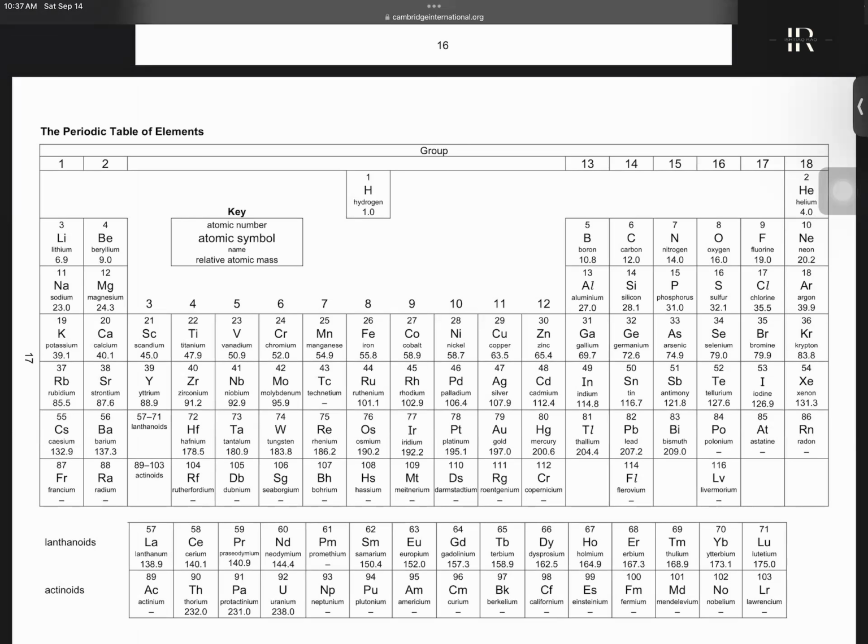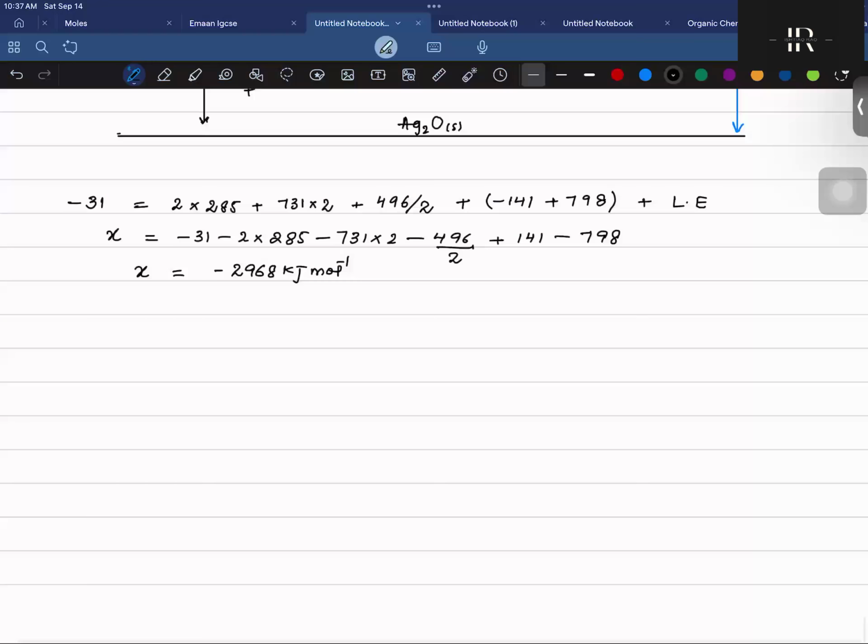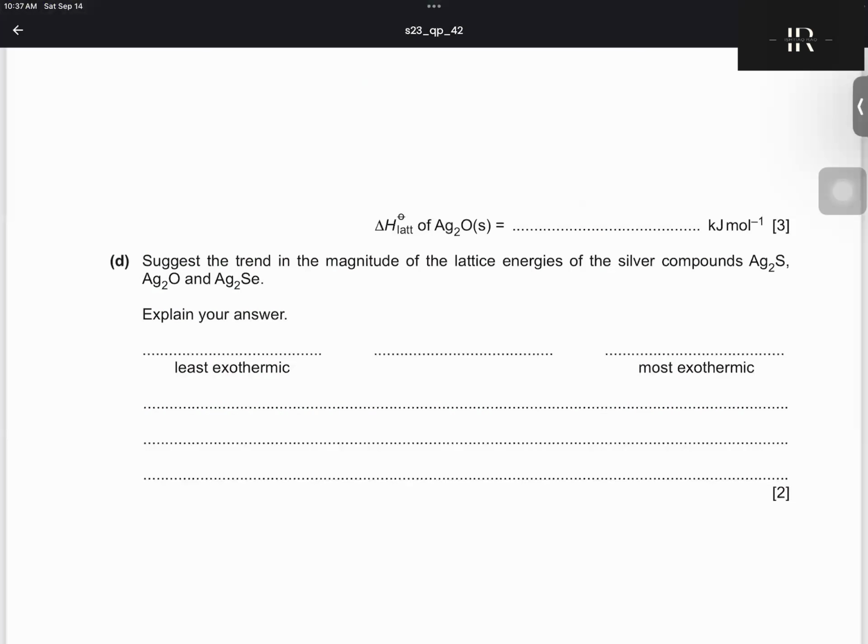Se is the larger one. So it has the weaker ionic solid, and it releases less energy. That's why they are saying it's less exothermic. So it should be in the first position. Then we have sulfur, and then we have oxygen.